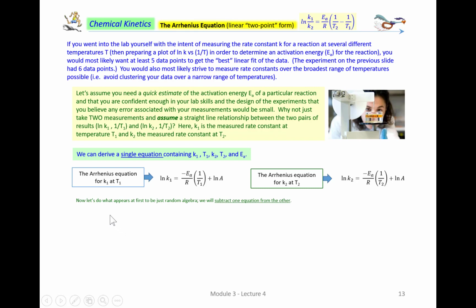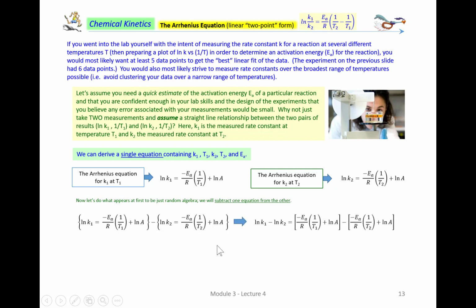Now, let's do what appears to be just some random algebra. We're going to subtract one equation from the other. So I'm going to take this equation right here and put it in big brackets, and then I'm going to subtract the other equation in these big brackets. And when we do that, looking at what's on the left of the equation sign, we'd have ln of K1 minus ln of K2.